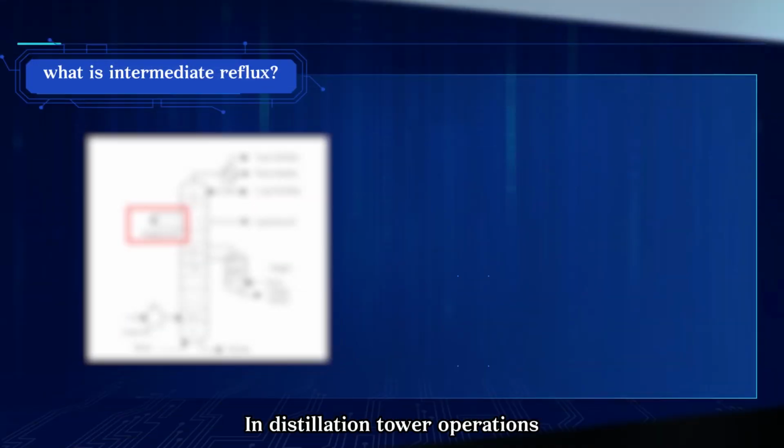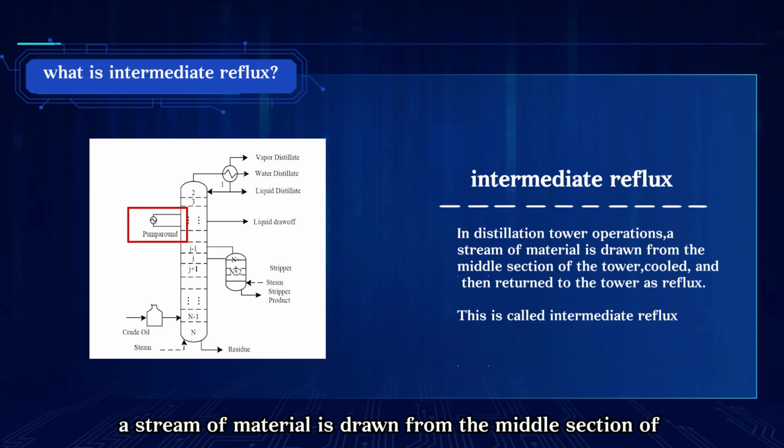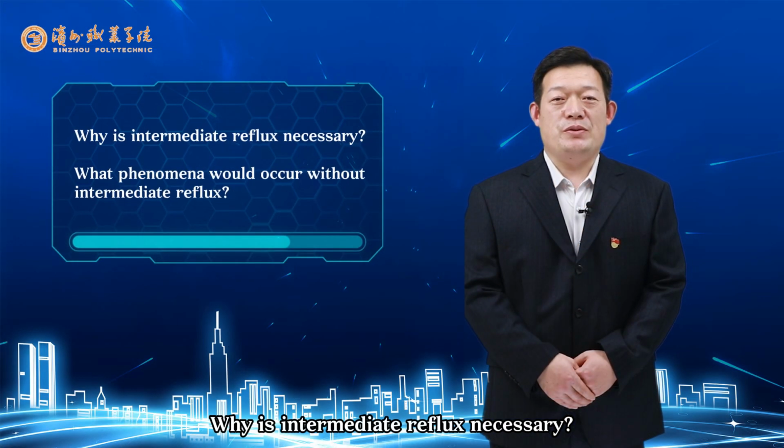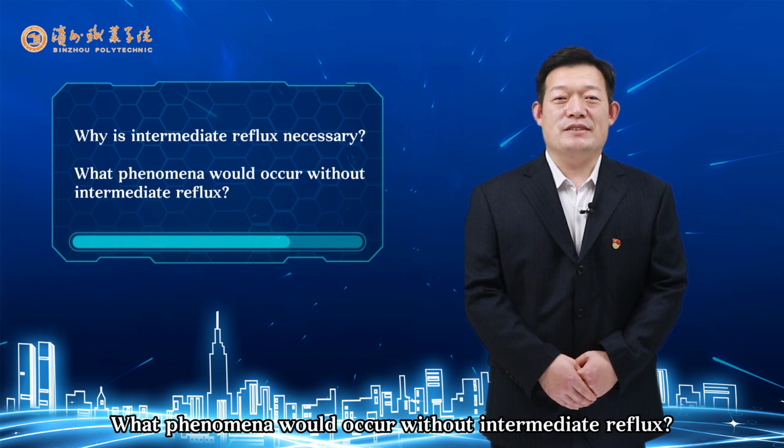In distillation tower operations, a stream of material is drawn from the middle section of the tower, cooled, and then returned to the tower as reflux. This is called intermediate reflux. Why is intermediate reflux necessary? What phenomena would occur without intermediate reflux?